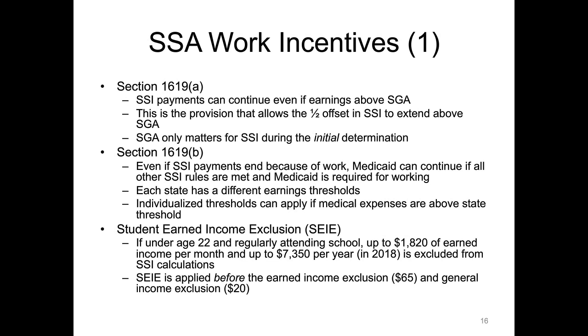The student earned income exclusion allows individuals under age 22 and regularly attending school to exclude a substantial amount of earnings from SSI calculations. This is applied before the earned income exclusion or the general income exclusion. And there is a monthly cap of $1,820 and a yearly cap of $7,350.